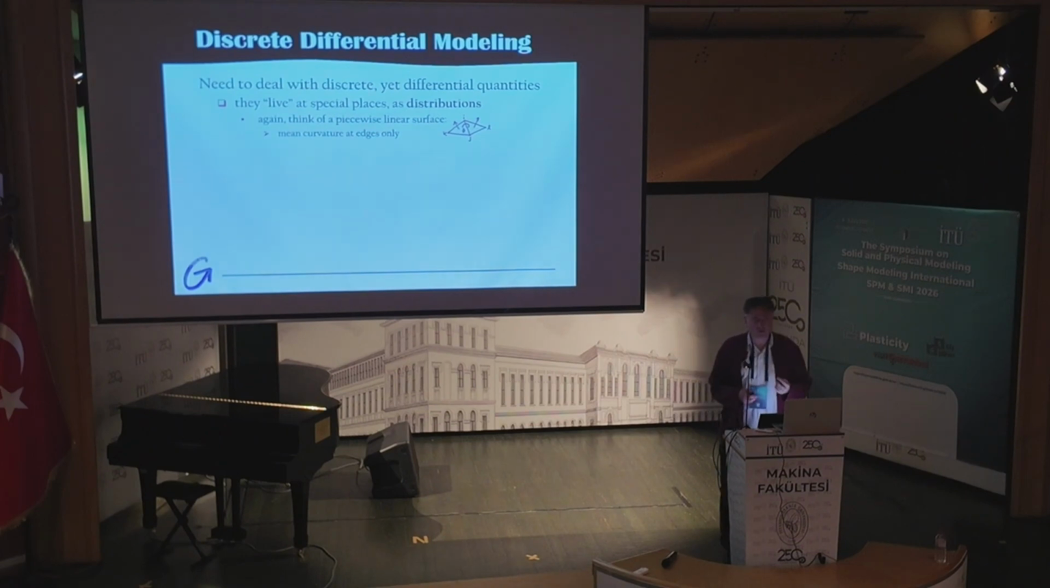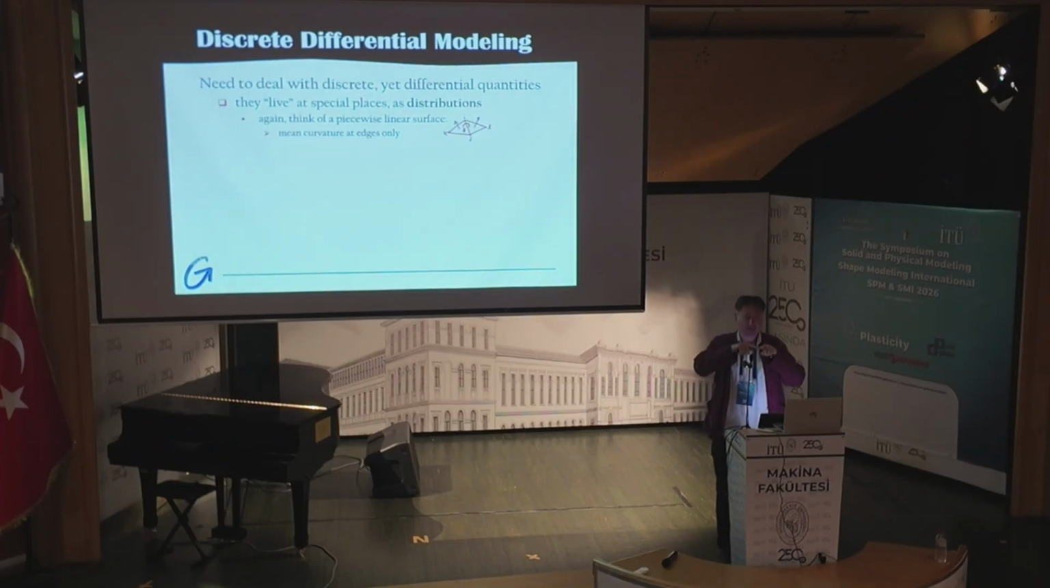If you remember that in the continuous world, the two principal curvatures, a maximum and a minimum, are supposed to be at right angle from each other. Well, clearly along the edge, you have a zero curvature, and then a maximum curvature, or minimum curvature if it's negative, between the two triangles, right? The dihedral angle between the two triangles. So clearly, mean curvature somehow lives just at edges. So you can think of them as distributions, like a Dirac along the edge, right?